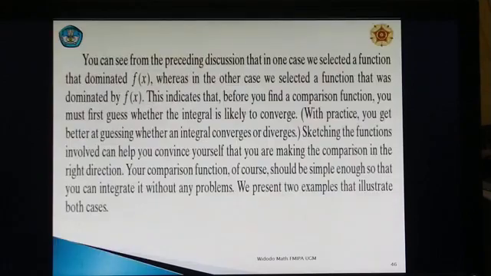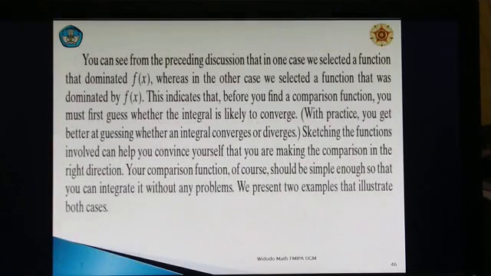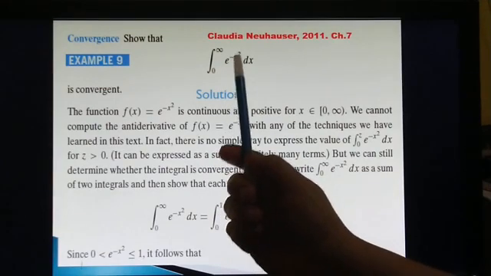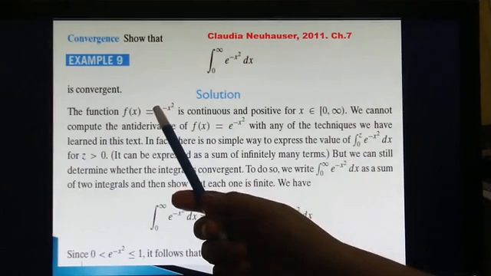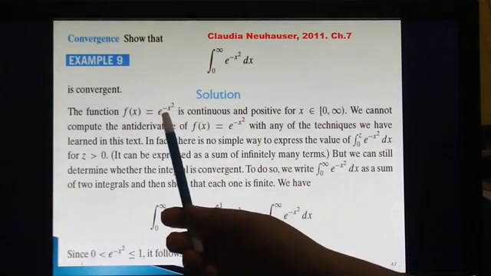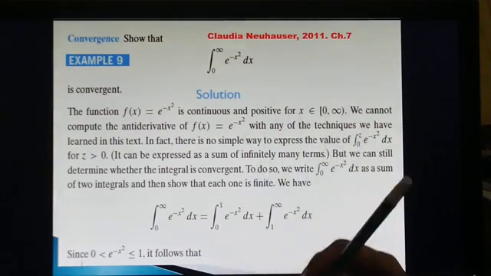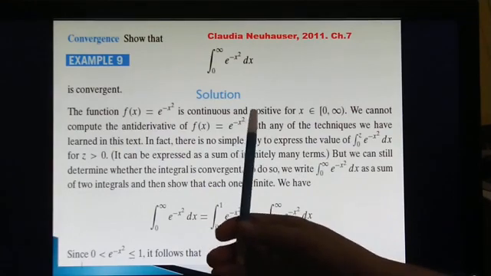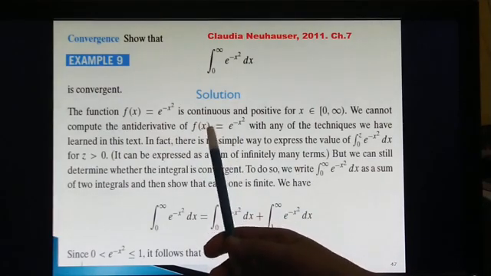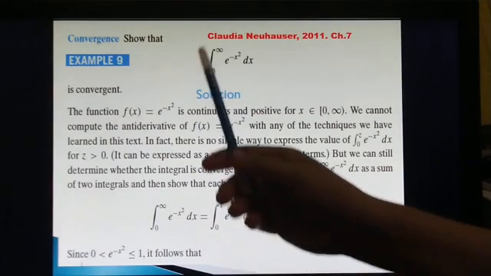Okay. The comparison can be used to determine whether an improper integral is divergent or convergent. For example, we want to evaluate the improper integral of e to the power of minus x squared dx from 0 until infinity. We want to justify whether this is convergent or not. The function f(x) equals e to the minus x squared is continuous and positive for x positive. But we cannot compute the antiderivative because this function has no antiderivative, as you know from calculus 1. So we cannot use the definite integral. So how can we justify whether this is convergent or not?